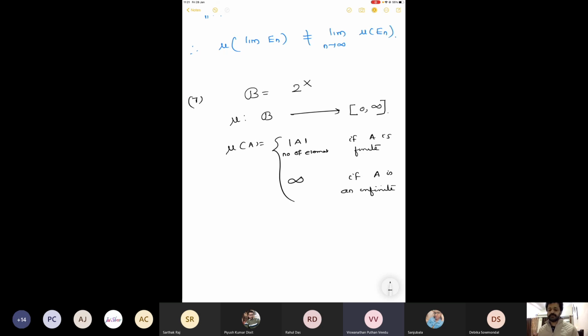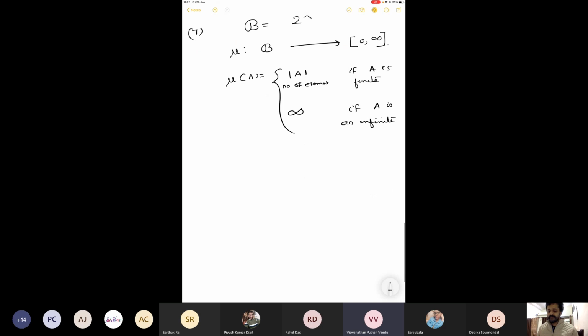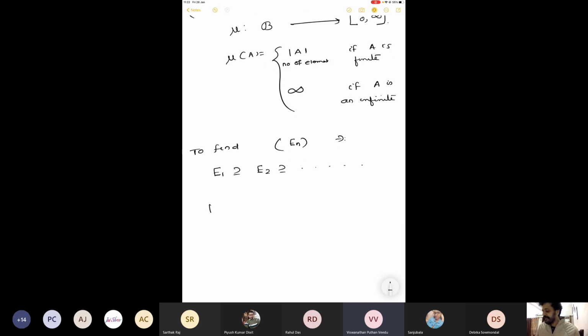And what you are supposed to prove is that there exists a sequence En in the sigma algebra such that it is decreasing, that is, E1 contains E2 contains so on. This is the meaning of decreasing. And the limit as n tends to infinity of En is the null set. But remember that for a decreasing sequence, the limit is defined as the intersection.